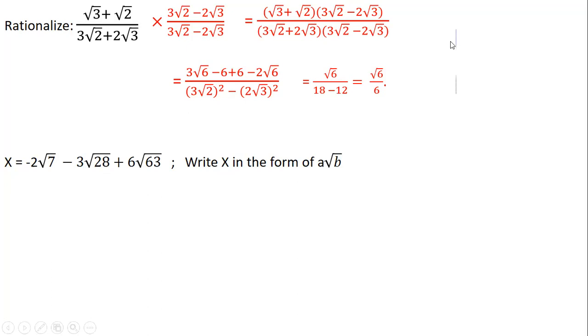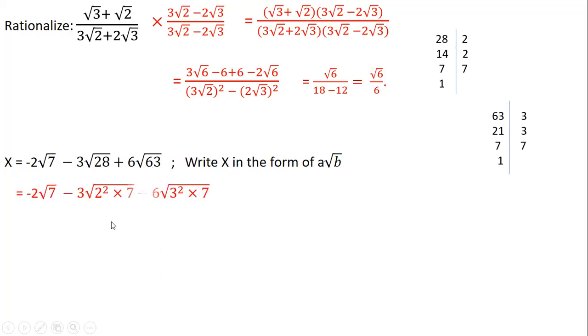So we make the prime factorization of 28, and 63 cannot be written as a perfect square. Also, we make the prime factorization of 63. Now we replace 28 and 63 by their prime factors. Of course, after replacing, now it's easy to simplify. This is written as a squared, so it goes out as 2, and this goes out as 3.